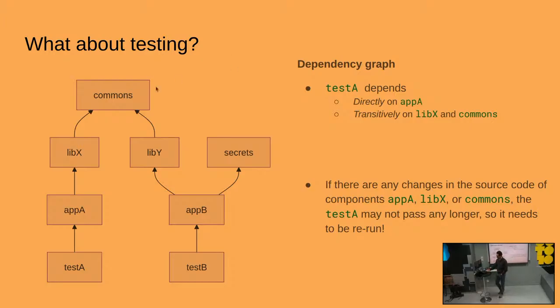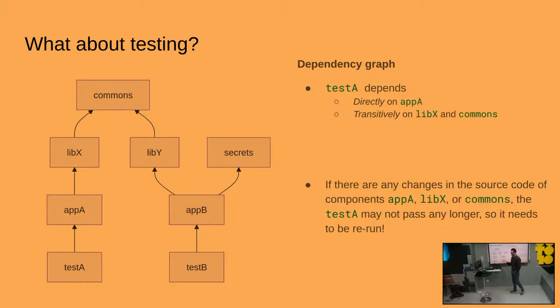If we inspect this diagram, we could say that test A, which is here, depends directly on app A. So your test imports some code from an application because it has to exercise it, so it has to import it and construct something. Then it also depends transitively on libx and commons. The arrows are pointing to the dependencies. So we say that app A, libx, and commons are all dependencies of test A.